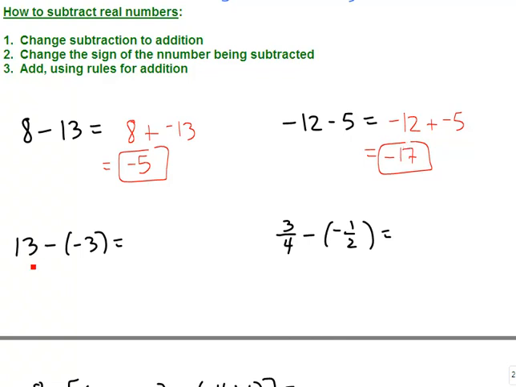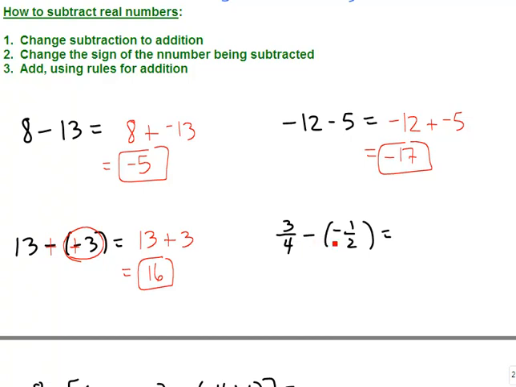On the next example here, we have 13 minus negative 3. Now when you change this to an addition problem, it becomes 13 plus the opposite of negative 3. The opposite of negative 3 becomes positive 3. So you'll notice that a lot of times when we see a double negative like this, what I like to do is immediately change a minus minus to a plus plus. They cancel each other out. So this subtraction of a negative 3 just became addition by positive 3. So 13 plus 3 is just 16.